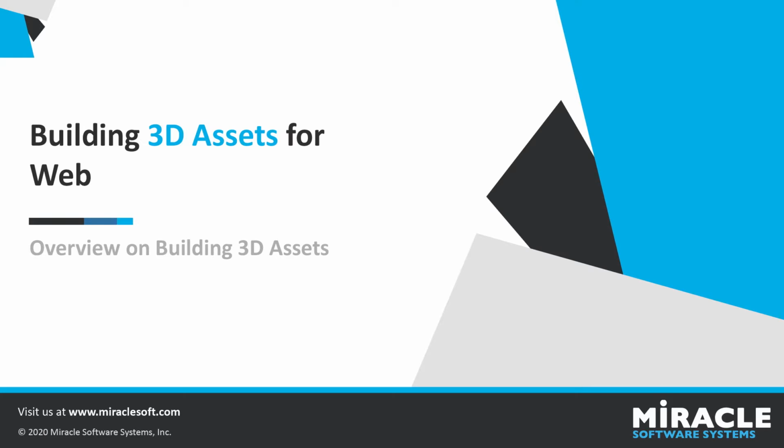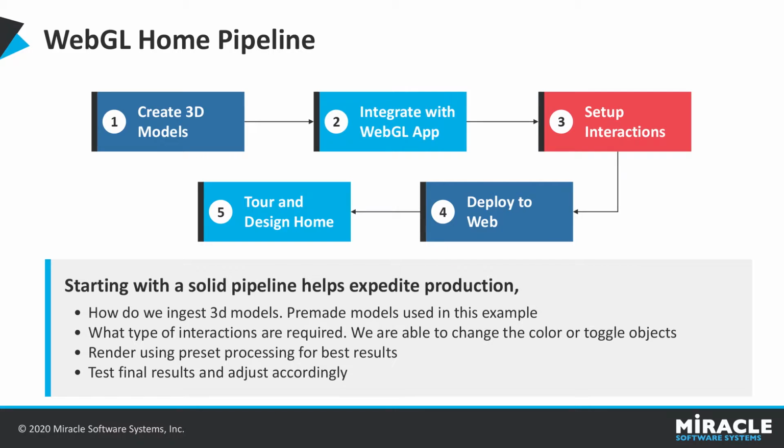So how do we build the assets for this type of deployment? After we've planned out our scenario and we're ready to start building our application, we create the 3D models using low poly modeling, integrate with the WebGL app. We set up any sort of interactions that we may have. So for our app, we have the ability to change some of the surfaces or the flooring or add or remove appliances. So we create those applications and then we simply deploy it to the web. And then to access it, we go to our website from any device, any compatible device, I should say, and we can tour and design our home.